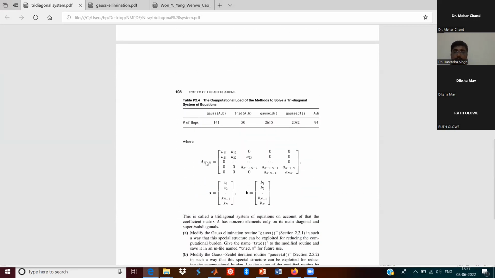If you write the tridiagonal system in the form Ax equal to B, then A will be this form of matrix, x is the unknown vector, and B is the known vector. This is the tridiagonal system, where non-zero entries take place on the diagonal, the super diagonal, which is just above the diagonal, and the sub diagonal, which is just below the diagonal. The remaining entries are 0. This type of system is called the tridiagonal system.